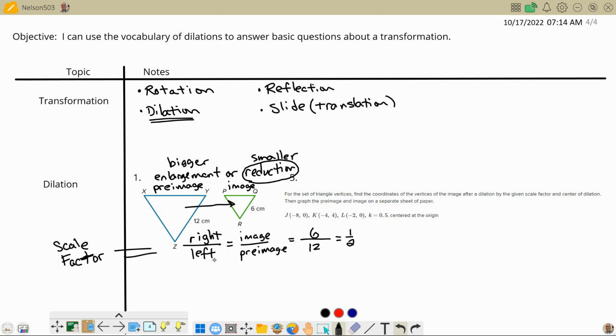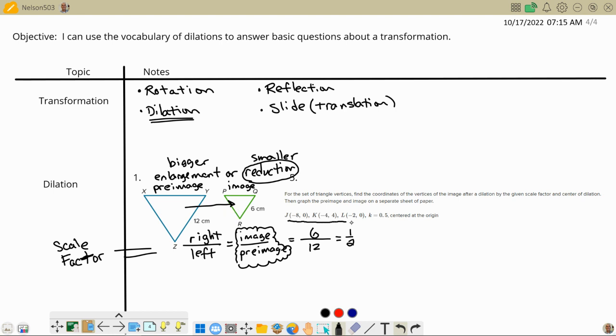Now, this right over left, it might not always go like that. They might not always put the pre-image on the left and the image on the right. So I'm going to put a little bubble around this guy because that is always true. You're going to take the modified figure divided by the original figure, and that's going to give you your scale factor, okay? Now, over here on problem number 5, I just put a line through 5, but this is going to be your 5th problem. So the first 4 are just like this, but on number 5, it changes.